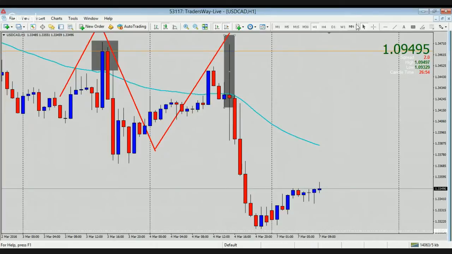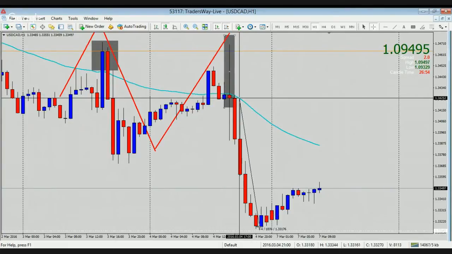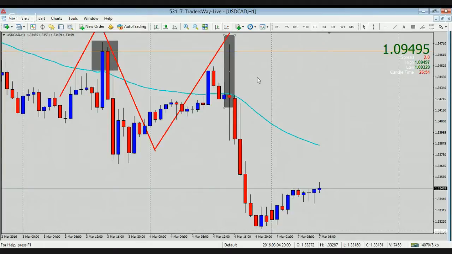Now look what happens after you take entry. It drops. How much did that drop exactly? Over 100 pips. Plain and simple, easy as that. Just follow the rules, mark down the checklist, and then you'll be able to have successful trades.